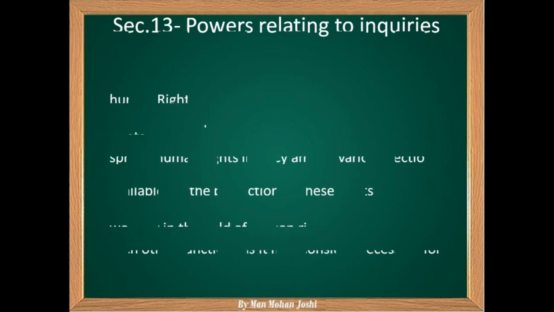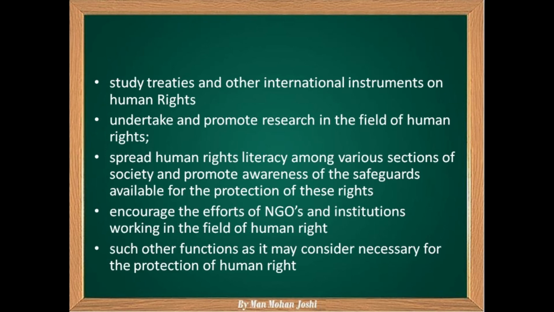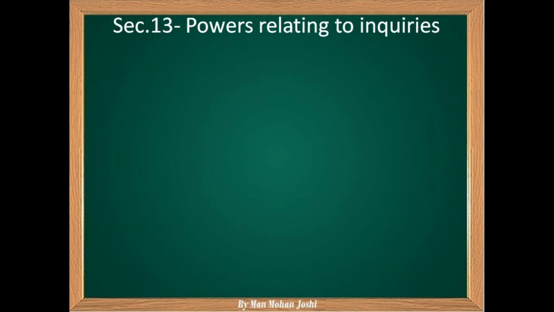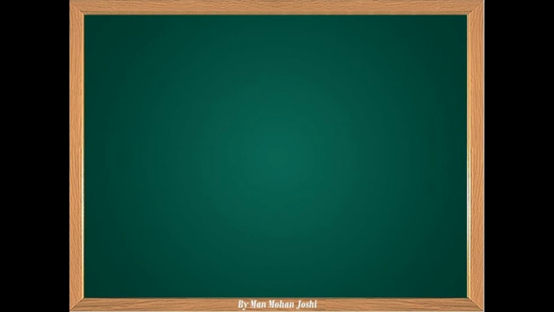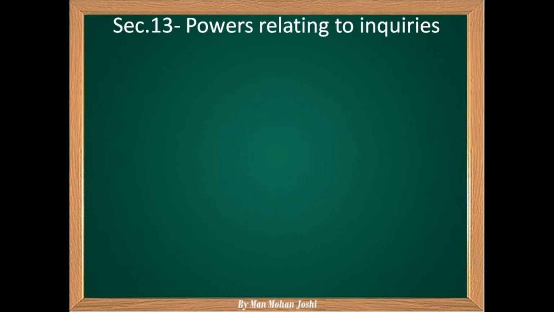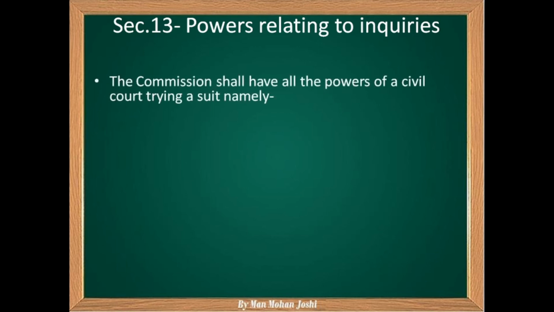Now, you are well aware of the functions of the commission, and we are left with two topics. The one is the powers of the commission, and the second one is a related topic. First, let us talk about the powers of the commission. The commission shall have the powers of a civil court trying a suit, namely. First of all, you should know that the power of a civil court is derived from the CPC, Code of Civil Procedure 1908. From that particular law, the commission derives the power.